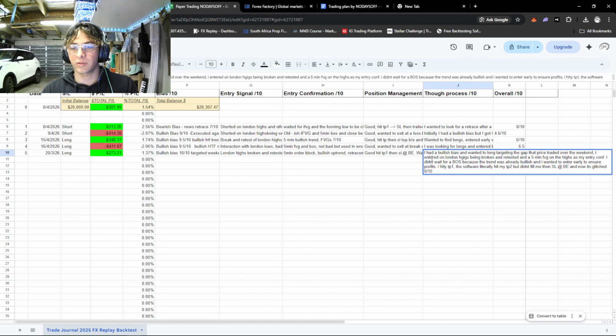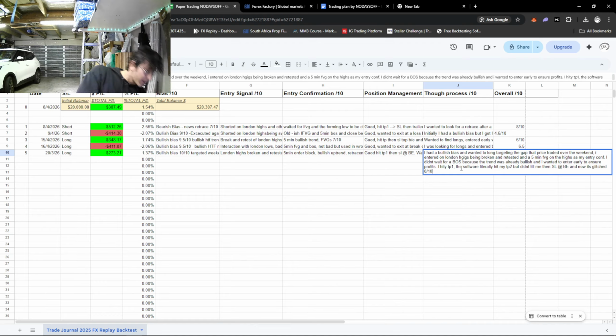Thought process. Okay, I had a bullish bias and I wanted to long, targeting the gap that price traded over the weekend. I entered on London highs being broken and retested. Oh, guys, by the way, these things aren't even plugged in.